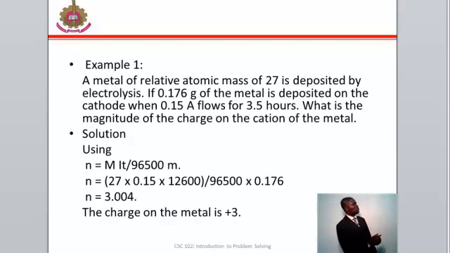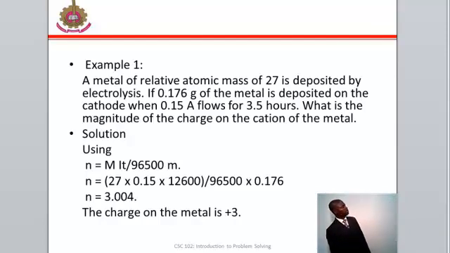To solve this problem, we use this relation. The small letter n to the left indicates the charge, that is the number of electrons. The capital M stands for the relative atomic mass of the metal. I is current, T is the time. Then this is a constant called the Faraday constant, 96500, that's 1 Faraday. And this small letter m is the mass deposited. Note that capital M is the relative atomic mass and small letter m is the mass deposited.